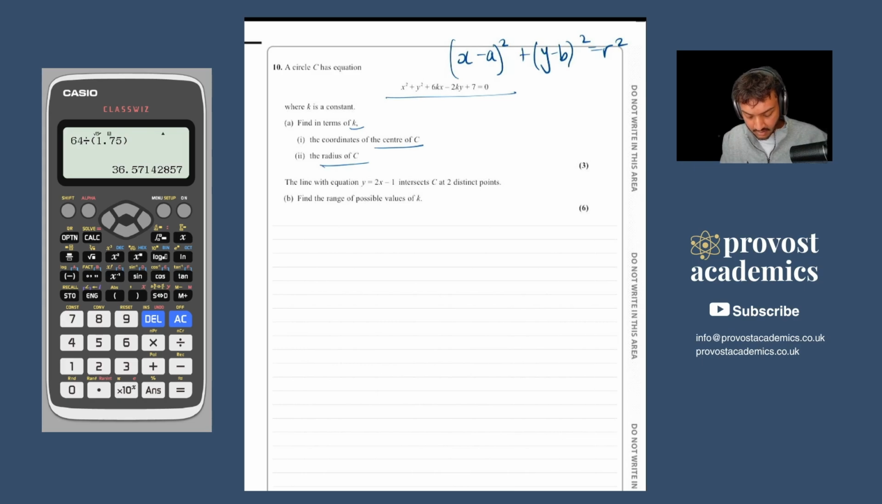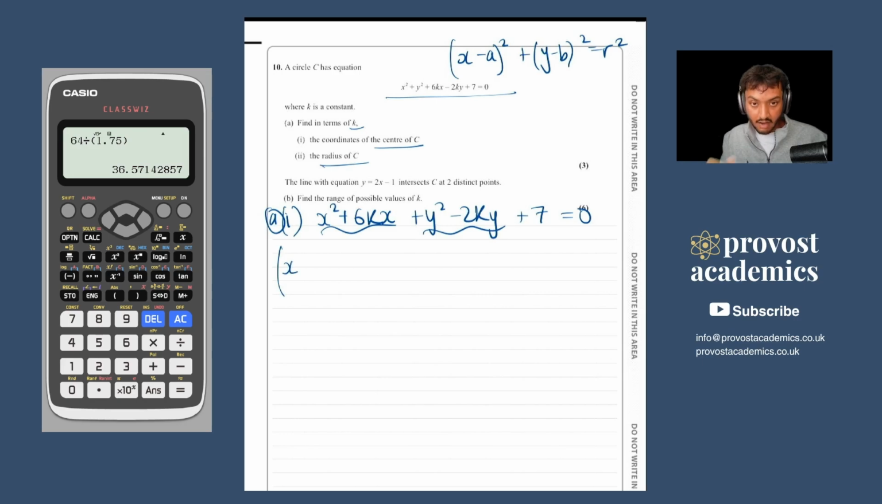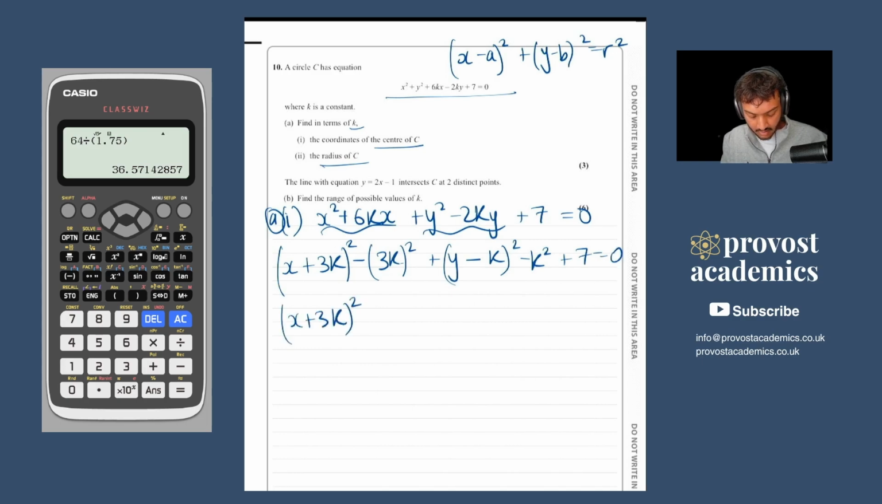So first, I guess the first order of business would be to group all the x's together. So I get x squared plus 6kx plus y squared minus 2ky, and there's a plus 7 that can just chill there, no problem. And now if I complete the square on this and this, for completing the square, we have the b value or the coefficient of x. So it'll be x plus 3k whole squared. Then we take away the halved value squared, plus y minus k whole squared, minus k squared plus 7 equals 0. So we get x plus 3k squared minus 9k squared, plus y minus k squared minus k squared, so minus 9 minus 1, that gives us minus 10k squared plus 7.